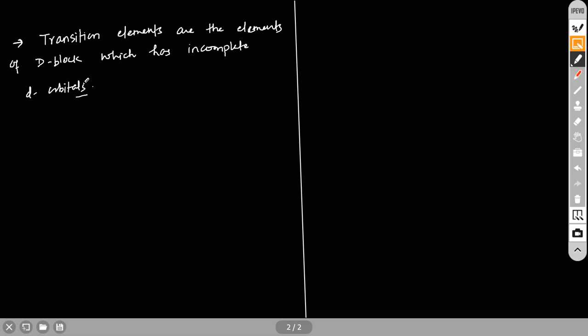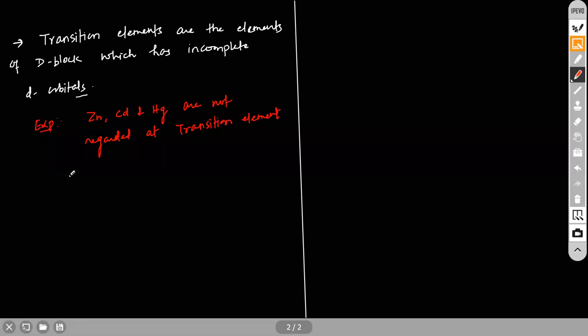So wherever we have d10 configuration, those elements are not considered as transition elements. For example, write down zinc, cadmium, and mercury (Zn, Cd, and Hg) are not regarded as transition elements. Because when you see the configuration of zinc, Zn, the configuration is argon 4s2 3d10.